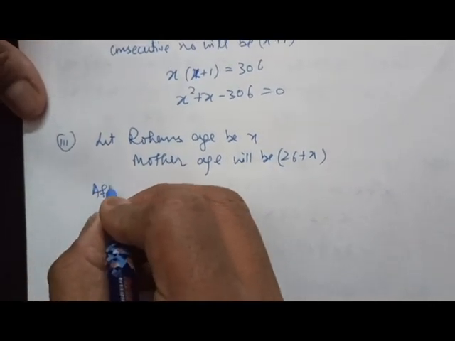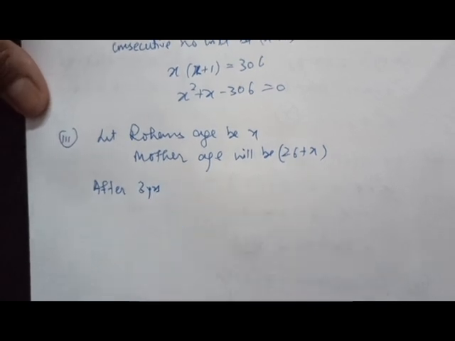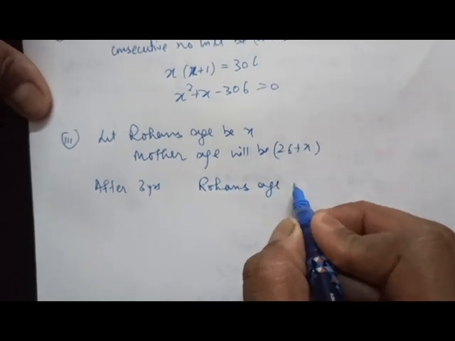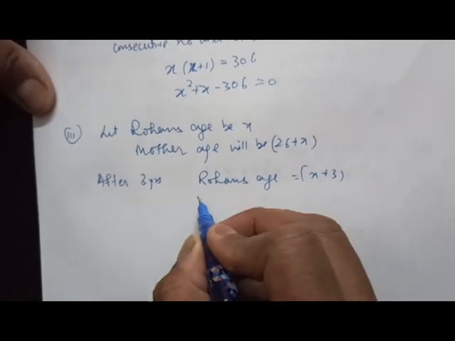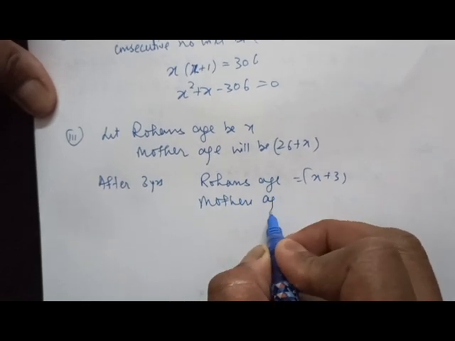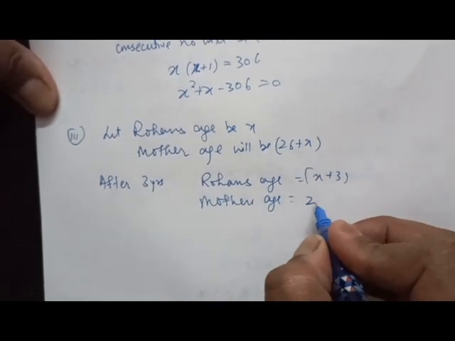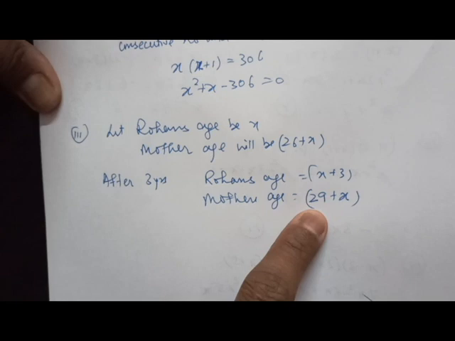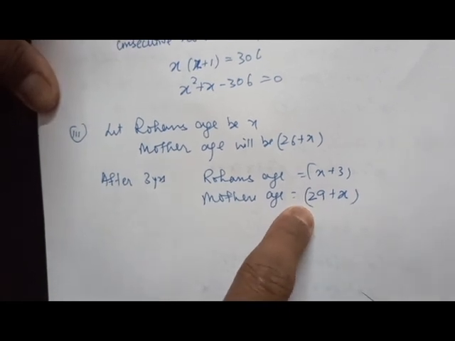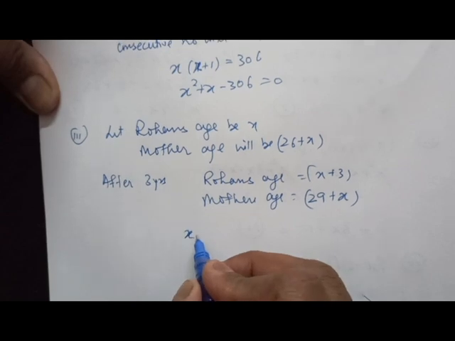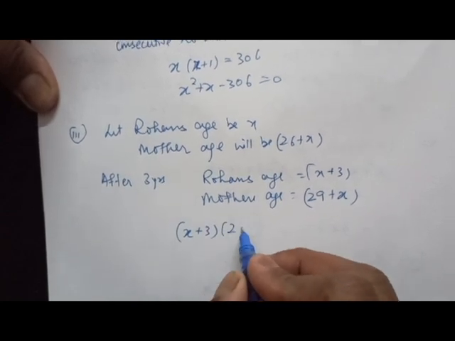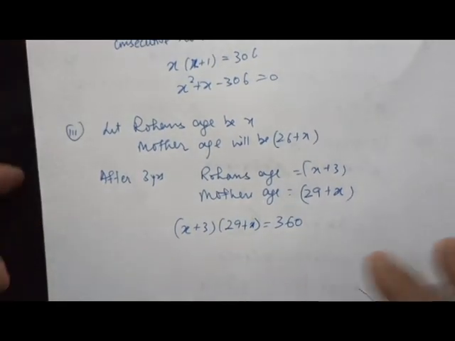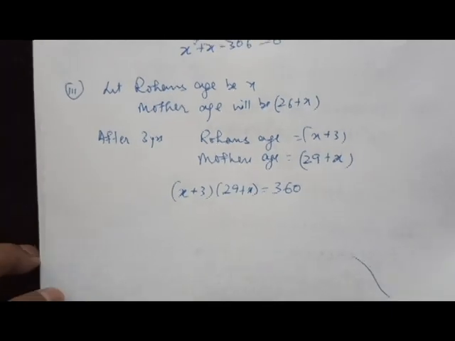Now after 3 years, as you all know, their ages will increase by 3. So Rohan's age will become x plus 3 and mother's age will become 26 plus x plus 3. That makes it 29 plus x. 26 plus x plus 3, that makes it 29 plus x. Now the product of their ages, product of these two ages, x plus 3 into 29 plus x is equal to 360. So students, just open the brackets and you will be able to get the equation.